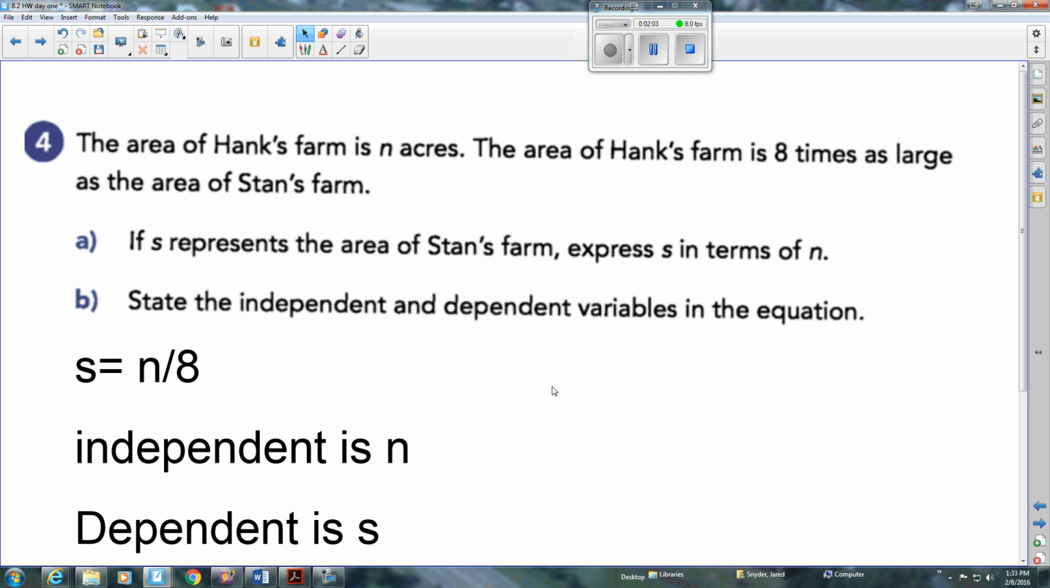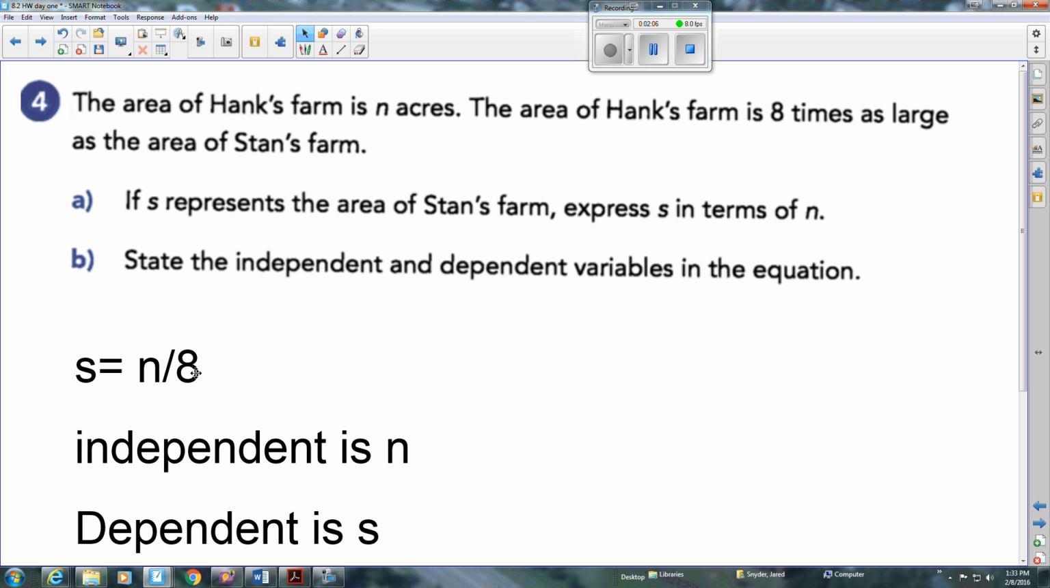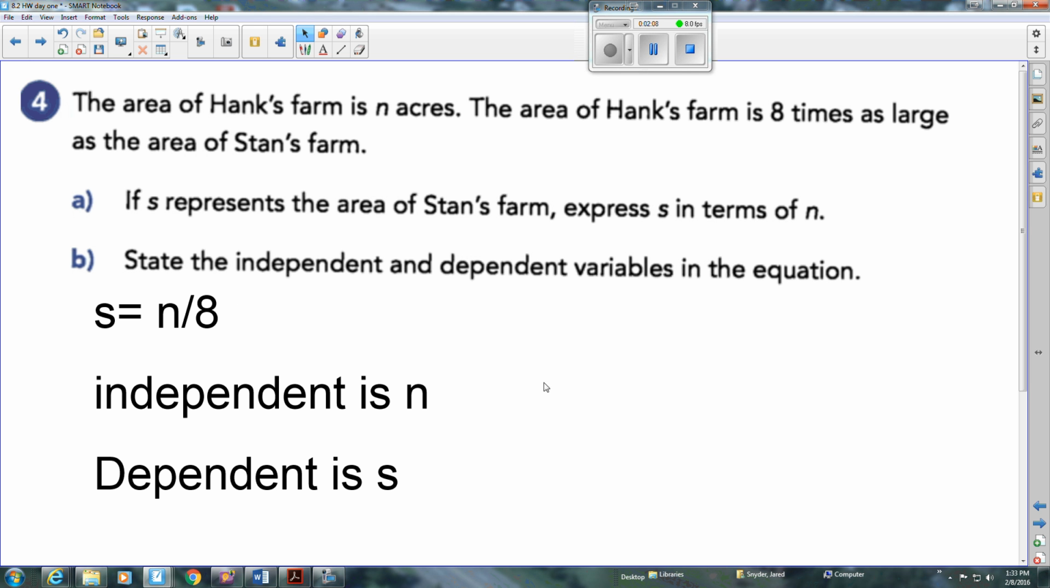Last question from the book. It says the area of Hank's farm is N acres. The area of Hank's farm is 8 times larger than the area of Stan's farm. If S represents the area of Stan's farm, express S in terms of N. So we're taking N, we're dividing it by 8, and that gives us S. Then the independent variable is N, the dependent variable is S, because whatever we do to N changes our S value.